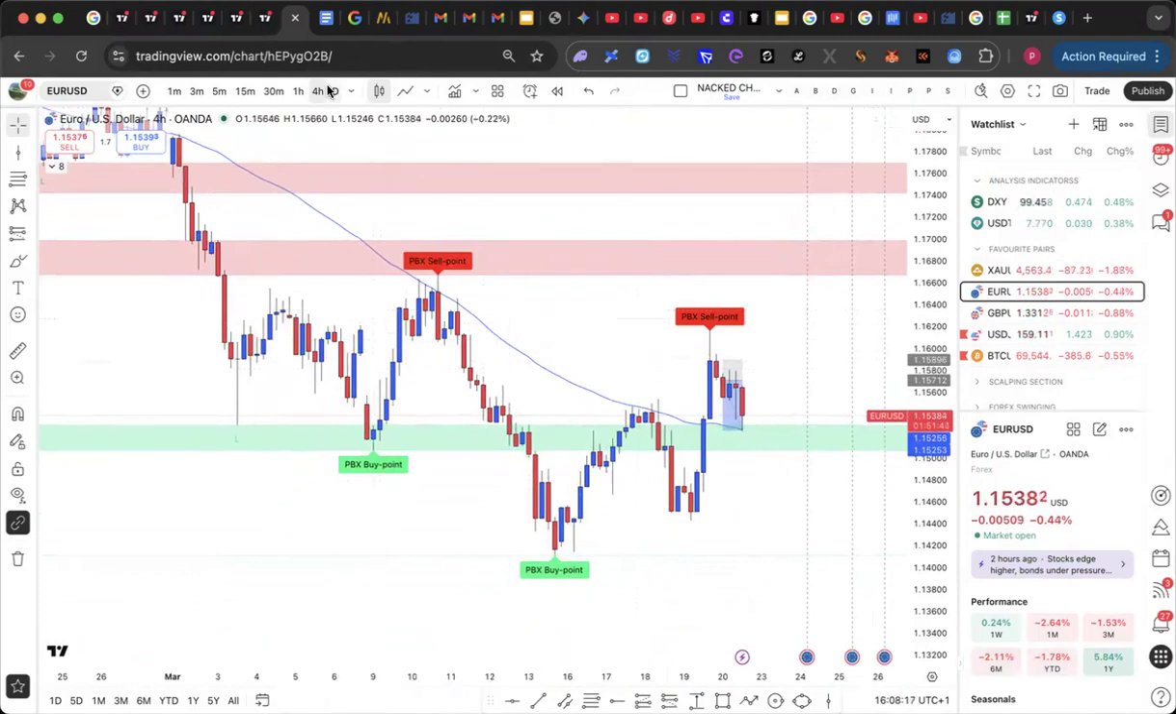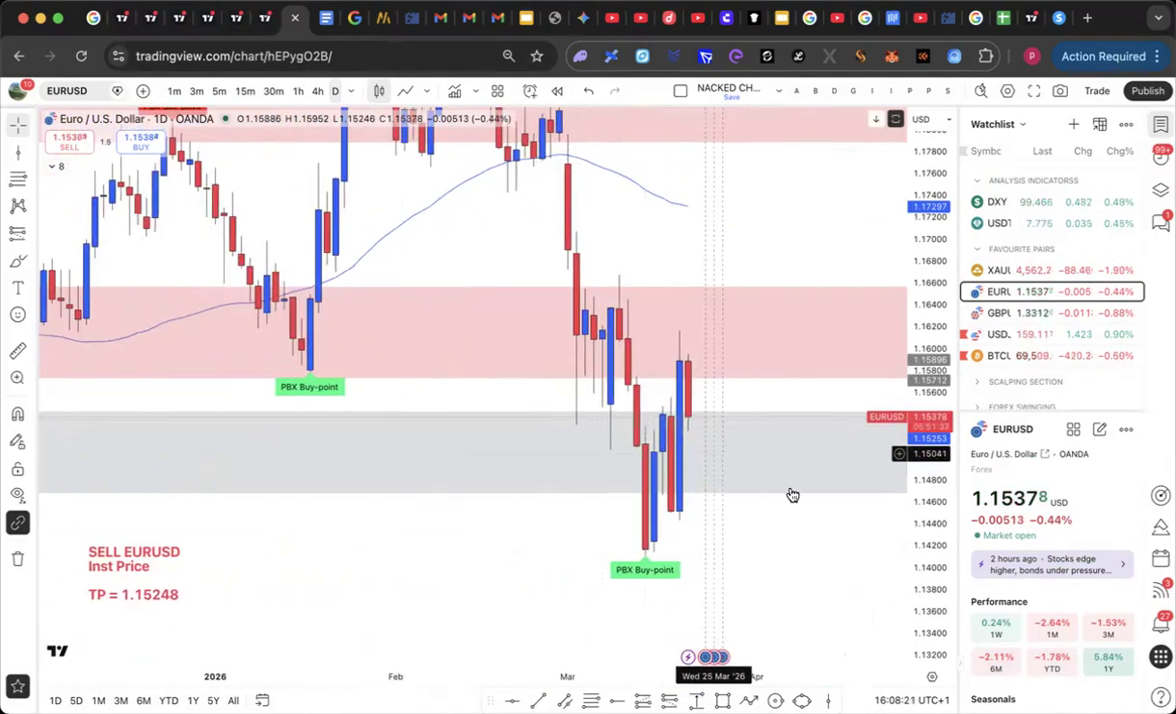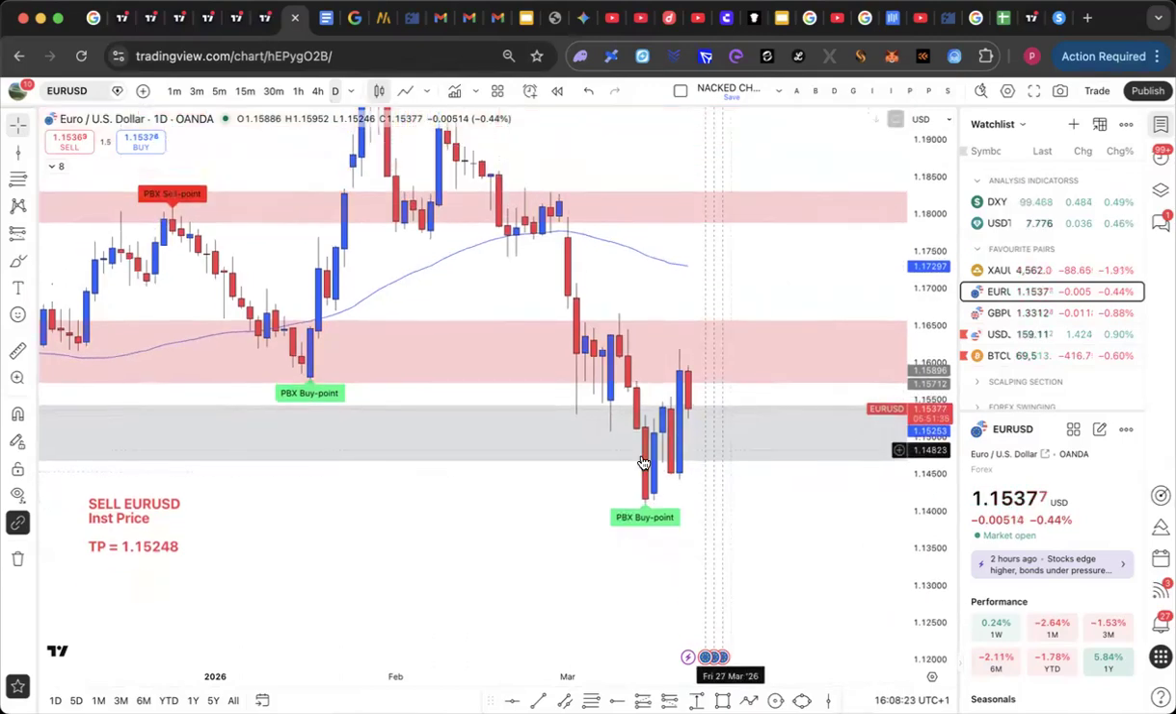So we'll go on daily. Let's go on daily. So on daily, what really happened? This market is a bit confusing, right? Because this was a bearish candlestick. Now, the following day, because this one closes below this, you actually expect this market to go bearish. But unfortunately, it did not.